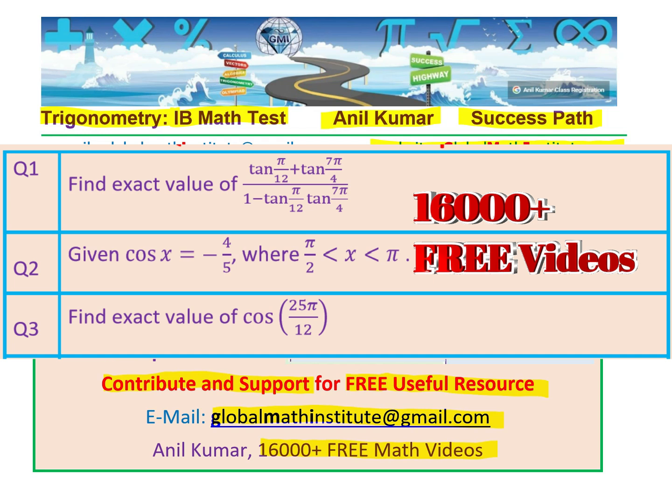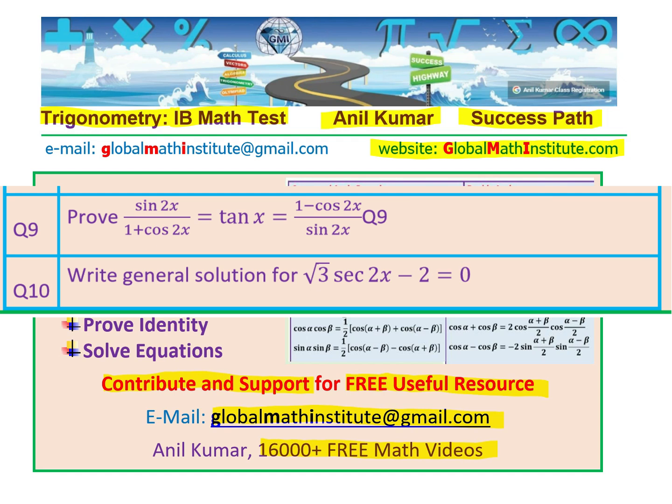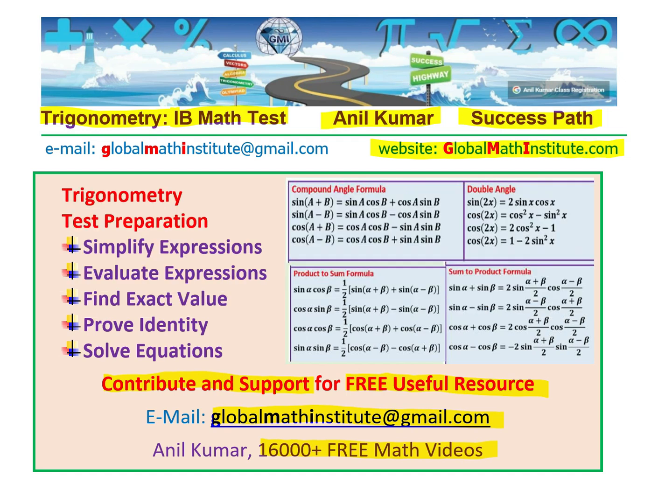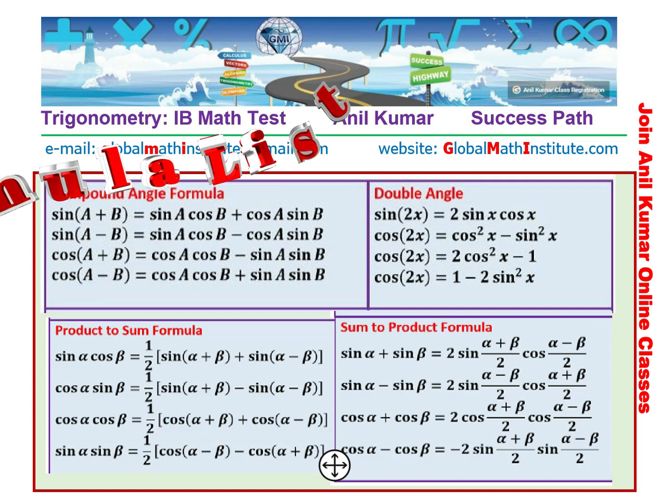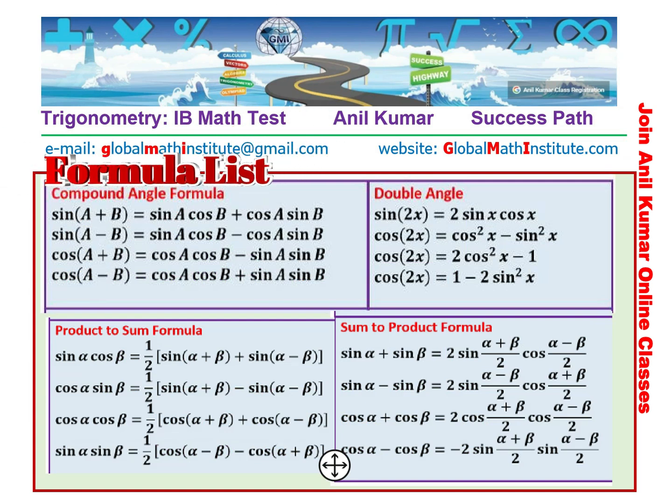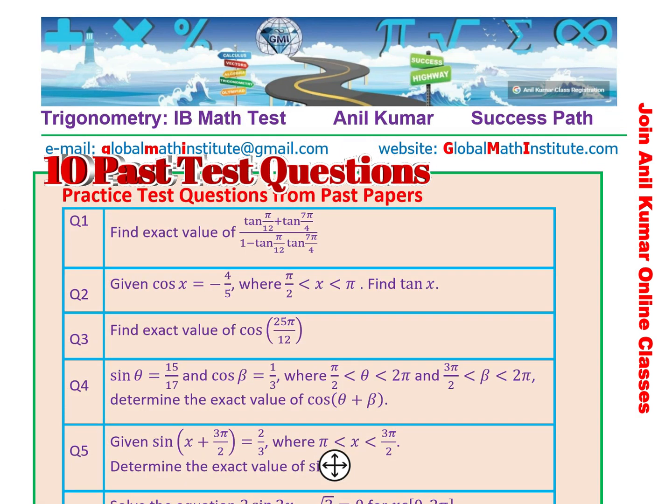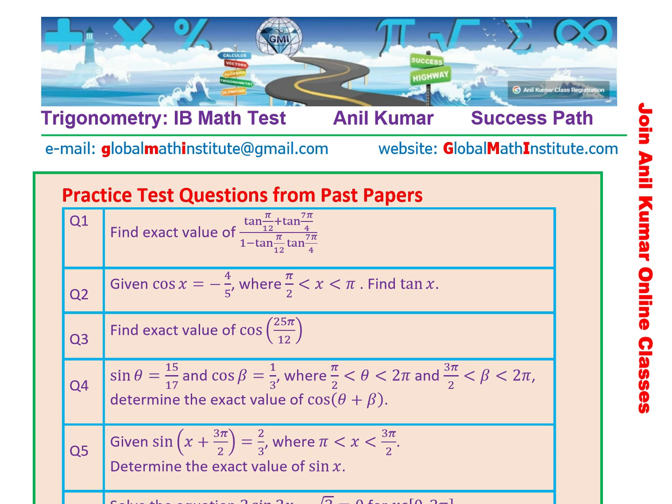Coming back to this test paper, it has 10 questions from past test papers, which include how do we simplify expressions, evaluate expressions, find exact values, prove identities, and solve equations. A complete list of formulae which will help you to answer these questions is provided here. All compound angle formulas and the related derived formulas are given. Here are the 10 questions for you. As you can see, we'll start with very simple examples and then move on to some really complicated ones.